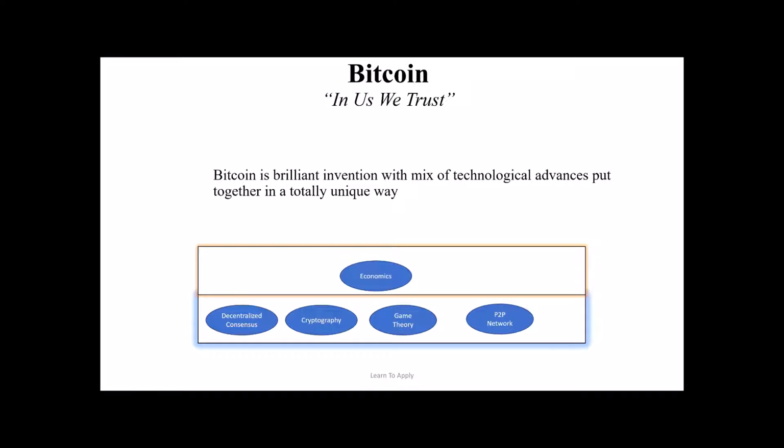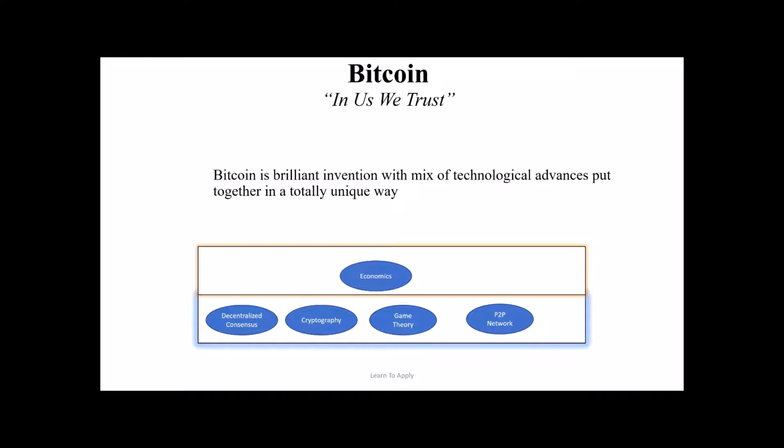So what is Bitcoin? Bitcoin is basically a brilliant invention with a mix of technological advances. It's not something that is new, but these are a mix of technologies that are put together in a unique way, which was not done earlier. If we look at the base of Bitcoin, we see Bitcoin is built on top of blockchain. So the technology behind Bitcoin is blockchain.